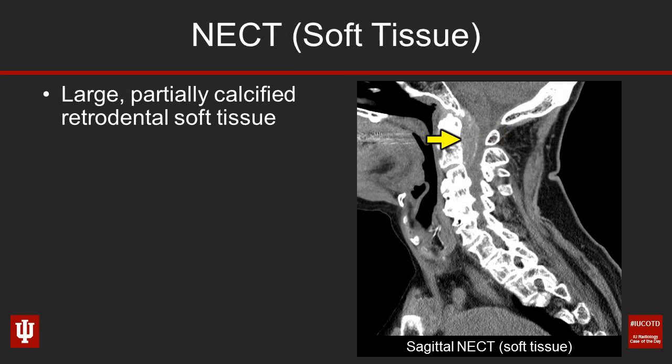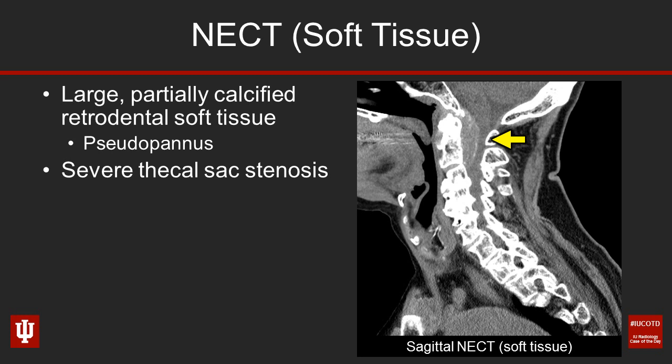So again, looking at our sagittal CT, this time in soft tissue reconstruction, we can again see the large partially calcified retrodental soft tissue, denoted here by the yellow arrow. And whenever we're dealing with something that's non-rheumatoid, in this case is not, this is oftentimes referred to as pseudopannus. It's not true rheumatoid pannus. But importantly, you can see this is causing severe thecal sac stenosis, denoted here by the yellow arrow. And in fact, it's causing pretty significant cord compression. You can see that cord is being absolutely smashed by this large retrodental soft tissue pseudopannus.